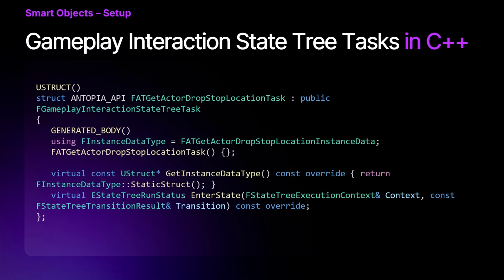Then that's the task implementation part of gameplay interaction state tree tasks. Again, it's pretty much the same as the general ones. The only difference here is it's inherited from gameplay interaction state tree task instead of state tree task common base. This helps you to manage the scale of those tasks. The tasks that inherit from here will only show up in the gameplay interaction state tree schema.